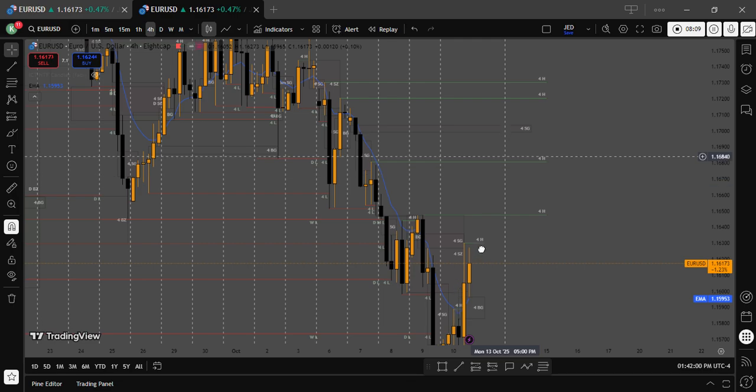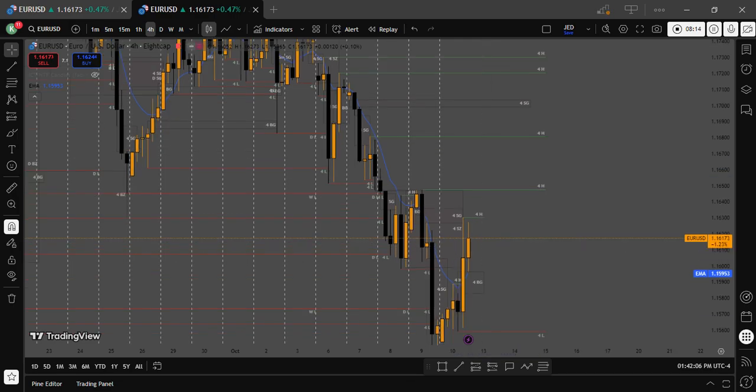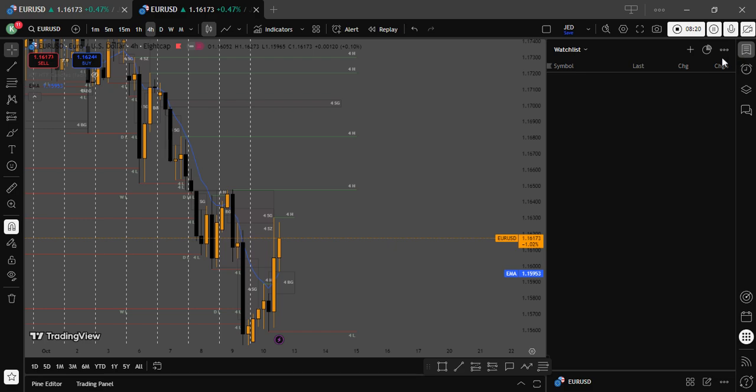Maybe we might come and take this high and even use that one to drop. So that's for the issue. So let's move to gold. What we'll be expecting for gold tomorrow.